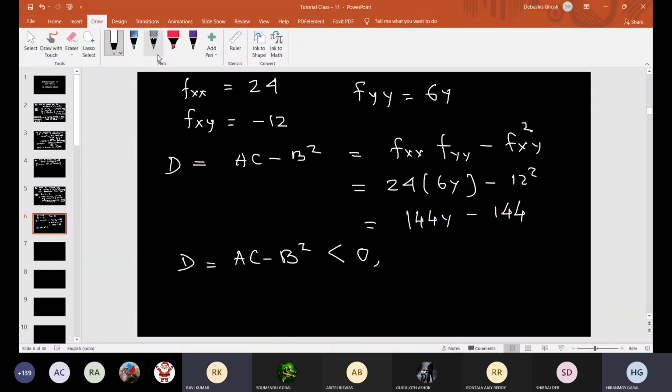whatever the value of it. If it is less than 0, then that point is said to be your saddle point. So at the point, if you consider 0 0, D comes to be minus 144. So that is less than 0 at that point 0 0, not for all. So this is your saddle point.